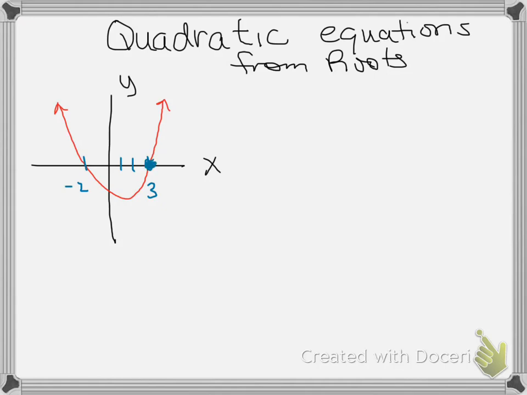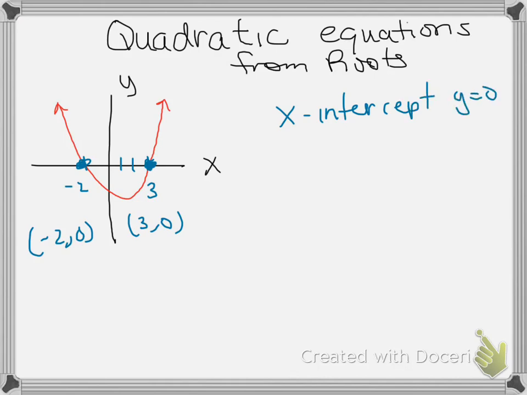So we know it touches at 3. We know it touches at -2. So our ordered pairs would be (-2, 0) here, and (3, 0). Remember, an x-intercept is when y equals 0. And the x-intercepts are these little guys here.